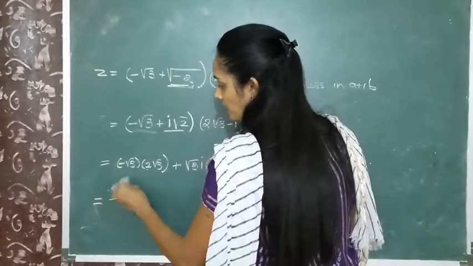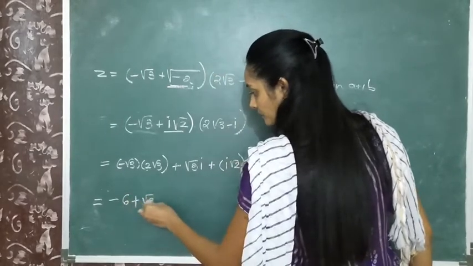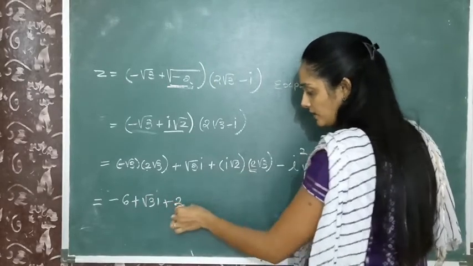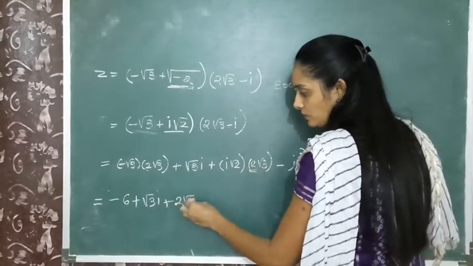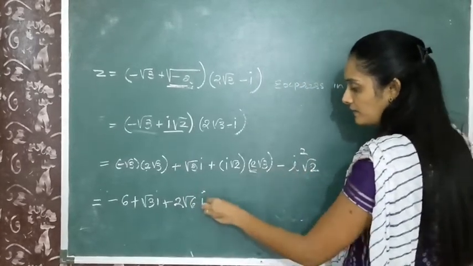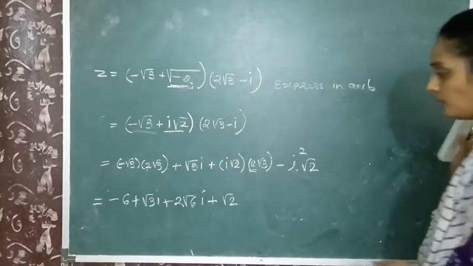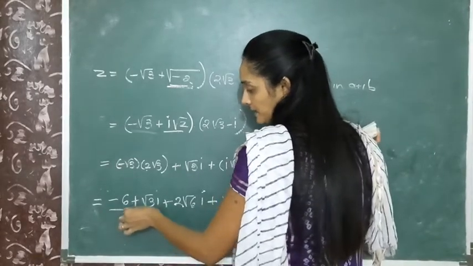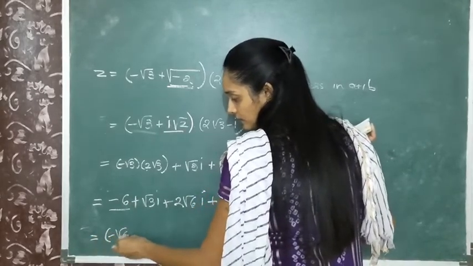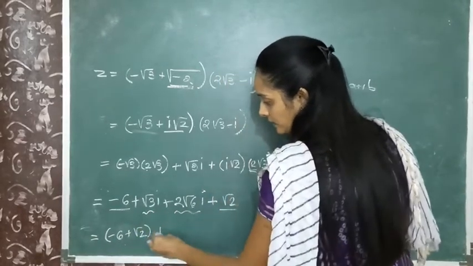Okay, so here minus 6, plus root 3 i, here plus 2 as it is, root 2 into root 3 is root 6 i, and here I square is replaced by minus 1, so minus minus plus root 2. Now you can see the real parts are minus 6 and root 2, that means these two terms do not have i, so first we can take them together, and from these two terms we can take i as common.